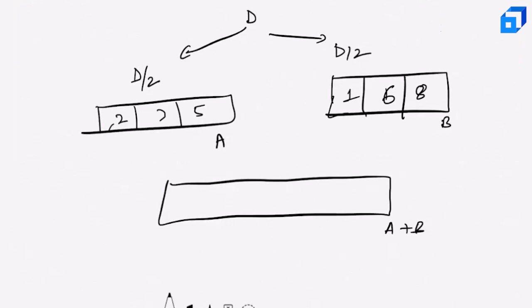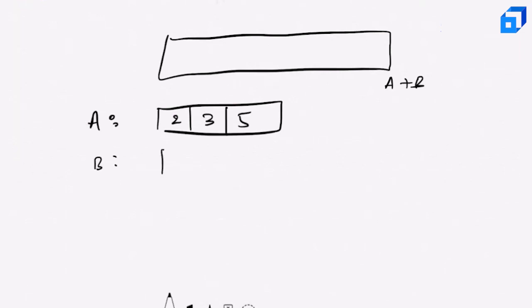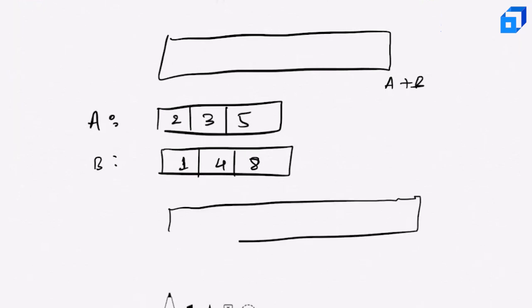Basically, let's say I have an array A, 2, 3, 5, and I have an array B, which is, let's say, 1, 4, 8. And I have to create a sorted array, right? Which is of size 3 plus 3, which is 6. 1, 2, 3, 4, 5, 8, correct? This is the eventual sorted array I have to create.